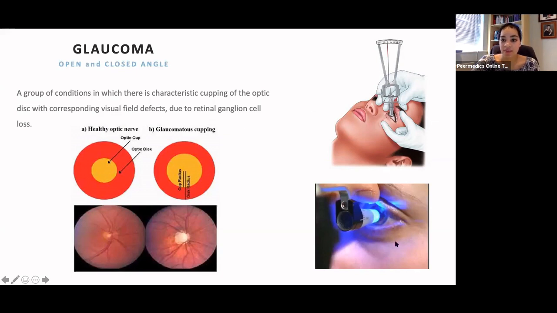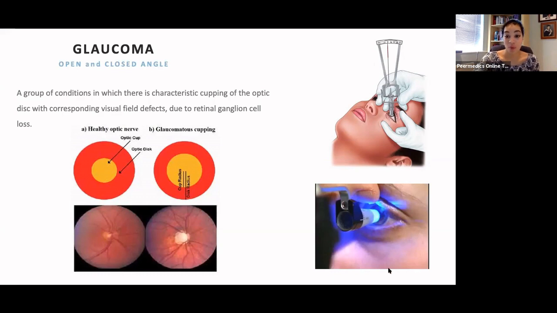So does anyone know what this is here? These pictures. It's the same thing, just one's a bit more high tech. I wouldn't have known either.